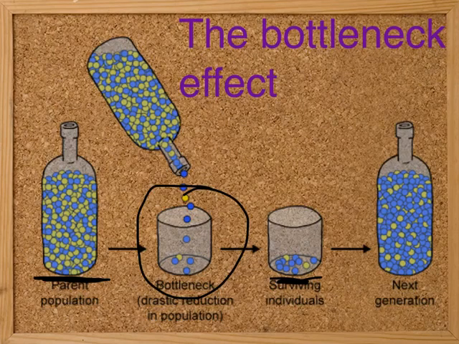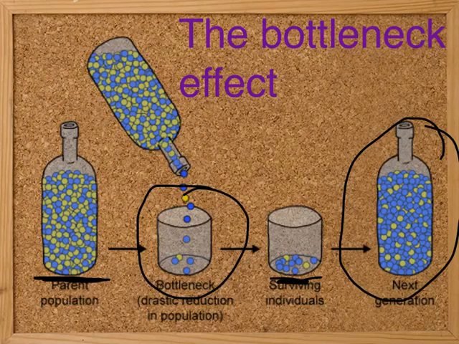Now, as that population grows and develops, watch what happens. Because more blue than yellow survived, completely due to random chance, by the way. This is not because the blue were stronger and more fit for their environment. This is because it was random selection. The blue ones just happened to come out of the bottle before the yellow ones. That's it. So it's random chance. We're not talking about natural selection here at all.